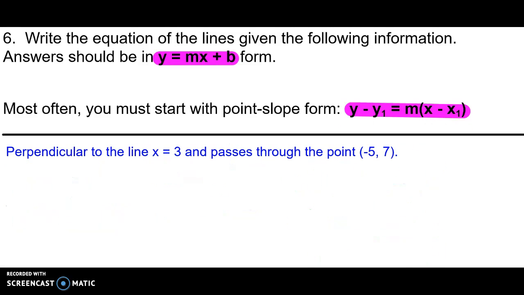All right, the last one says we want to be perpendicular to the line x equals 3. We have talked about this. A line that has the equation x equals a number, we know that that is a vertical line. It has an undefined slope. All right, so if we graph that, here's our graph. We would go to 3 on the x-axis, and we would draw a vertical line.